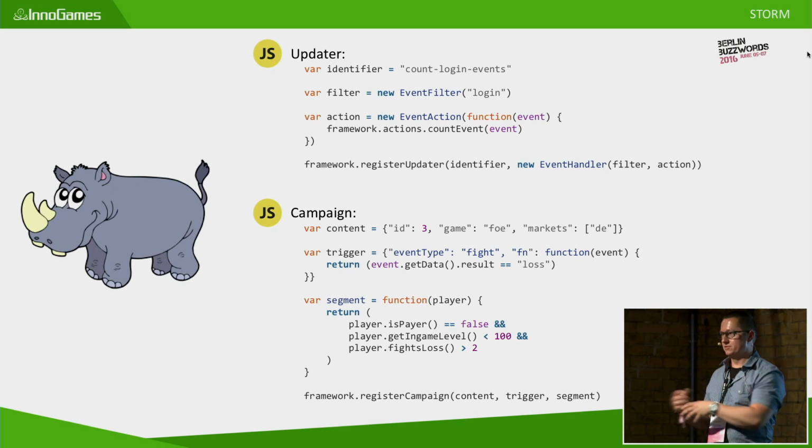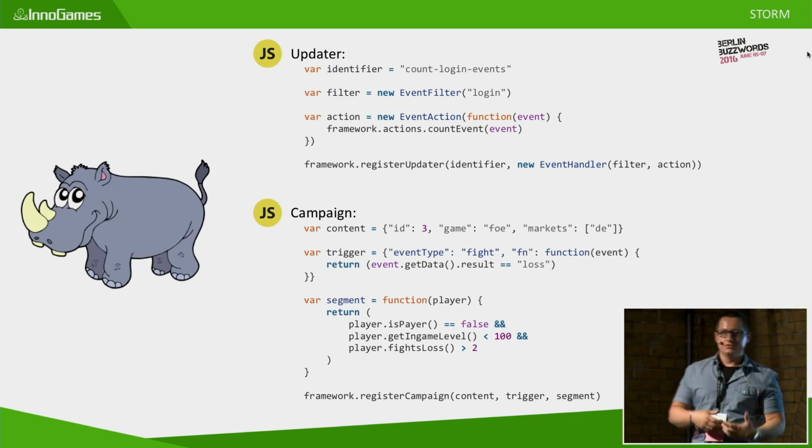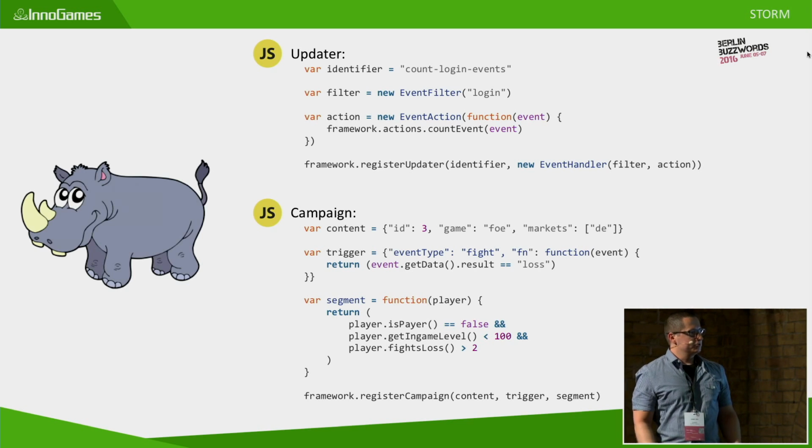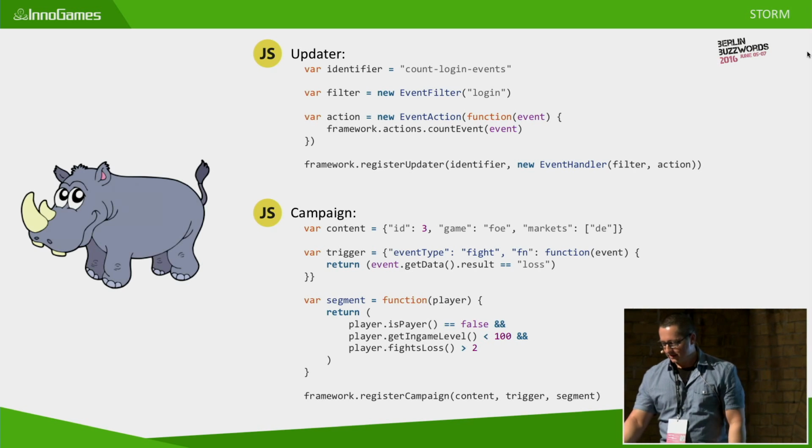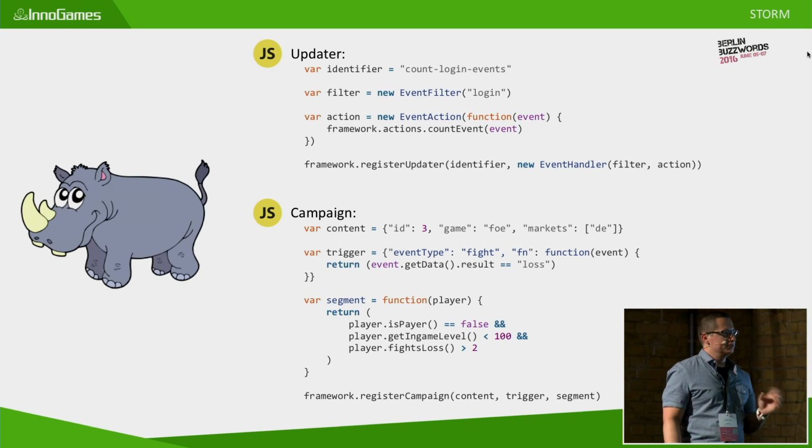So you don't have to redeploy the topology. You just let it run. You integrate new JavaScript, and so you can change the behavior of the whole system at runtime, which is quite cool. Okay, so that's basically how we do it in Storm.